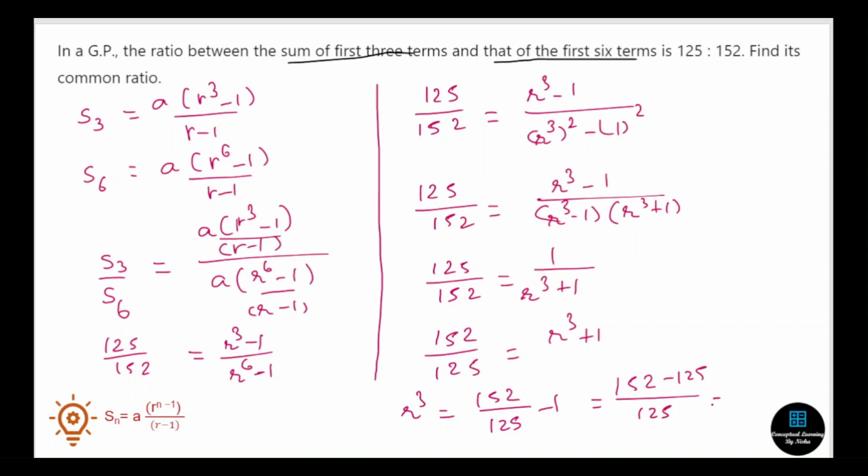And this gives me 27 upon 125. So r equals, by taking the cube root, 3 upon 5.